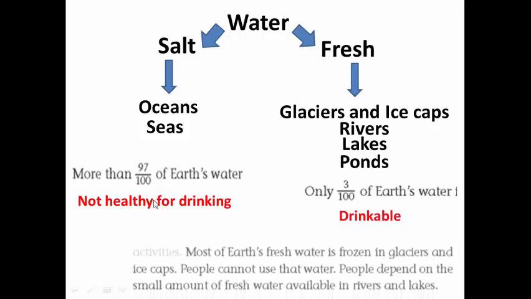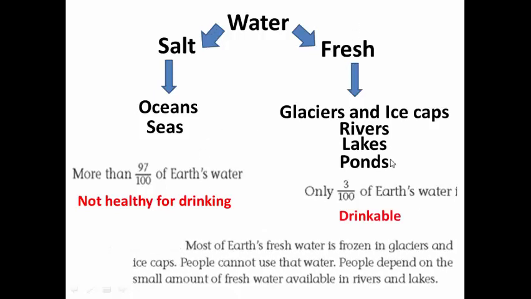And finally, we mentioned important information about fresh water. Almost all of these 3% is in glaciers and ice caps, so we cannot use it. So we'll depend only on rivers, lakes, ponds, and groundwater. Of these 3%, only 1% you can use. Like we mentioned in quarter 3, only 1% of the 3% is drinkable.